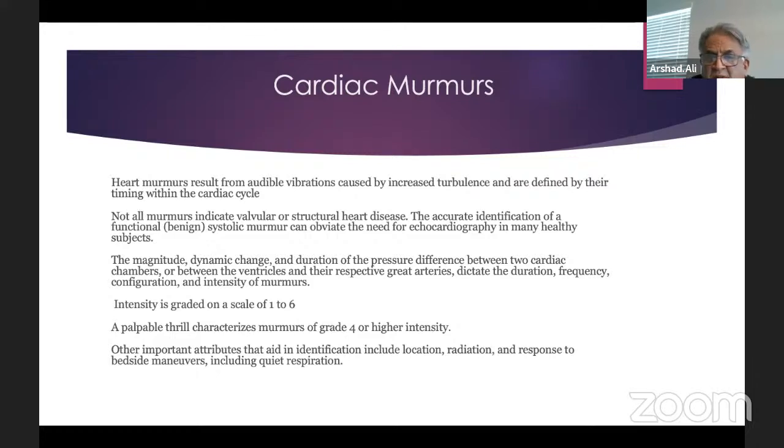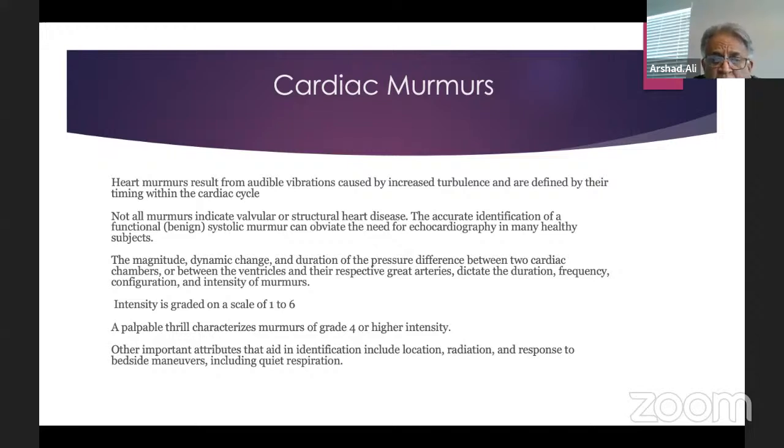Cardiac murmurs are basically audible vibrations due to increased turbulence, and the type of murmur is defined by its timing within the cardiac cycle. If they occur in systole, it's called a systolic murmur. If they occur in diastole, it's called a diastolic murmur. And if they occur continuously, the continuous murmur can be heard in systole and diastole altogether.